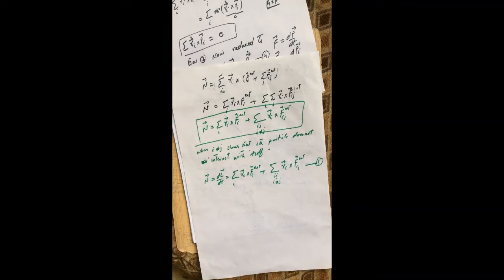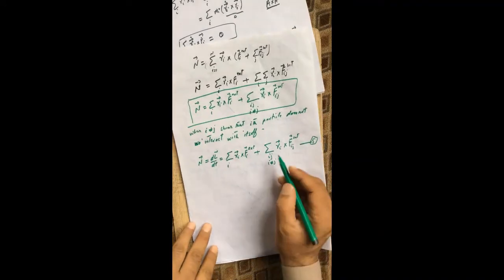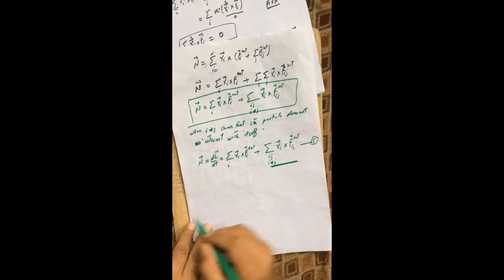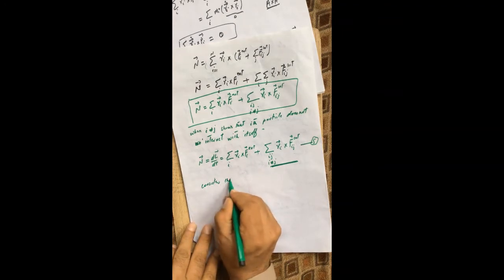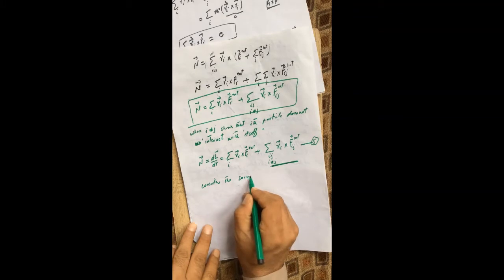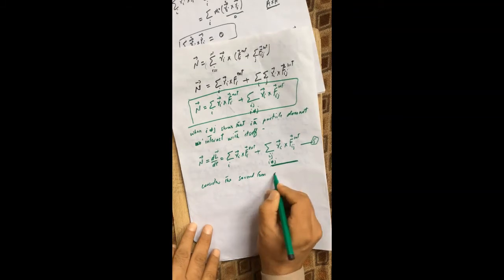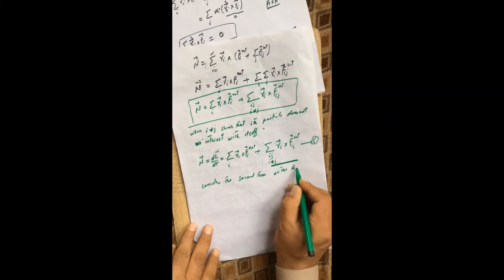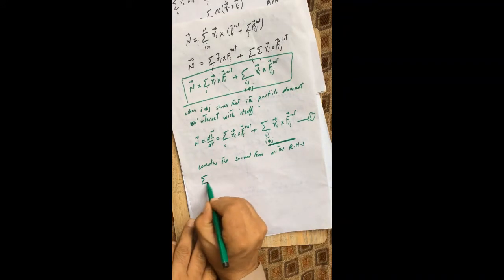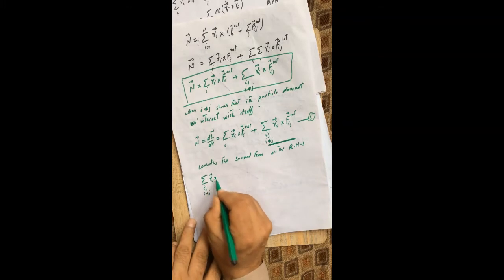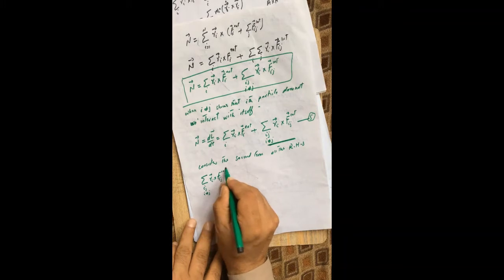Now here I will consider this term first. So consider the second term on the right hand side. The second term is the sum over i, j such that i is not equal to j, of ri cross Fij internal.